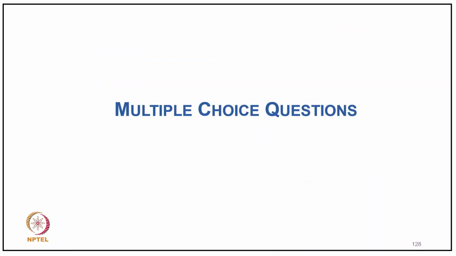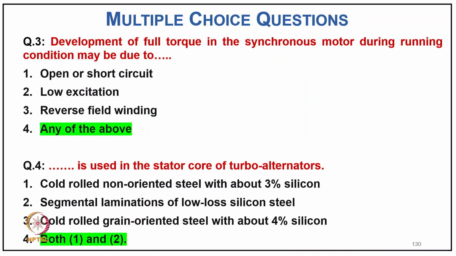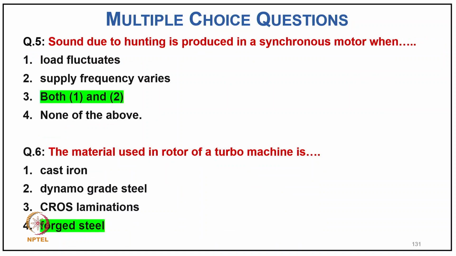So now coming to multiple choice questions related to the material we covered today. On the basis of type of prime mover, synchronous machines are classified in all 3 parts: turbo generator, hydro generator, and so on. Starting of the synchronous motor may fail due to single phasing, low voltage, or overload. So this is true for all. The determination of the pull-out torque in the synchronous motor running condition may be open or short circuit. Cold rolled silicon steel is typically used in stator core for turbo generator, and it is segmented. Noise due to hunting is produced in synchronous motor when both load fluctuations or supply voltage vary, and the material used in rotor of a turbo generator is forged steel.